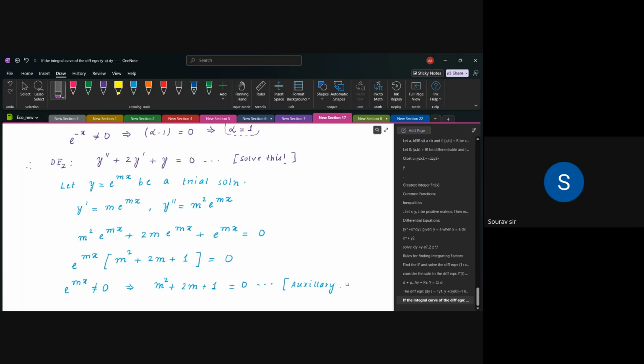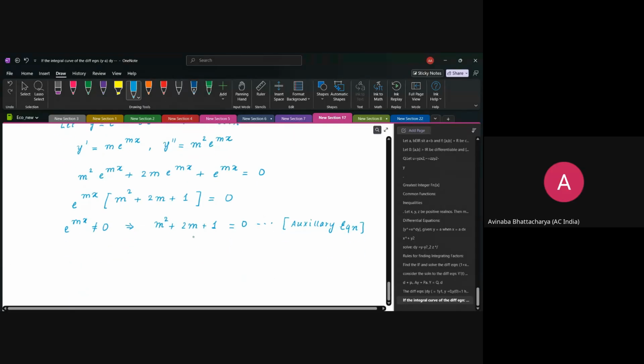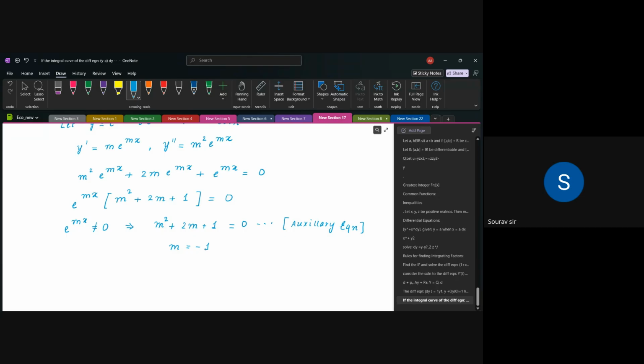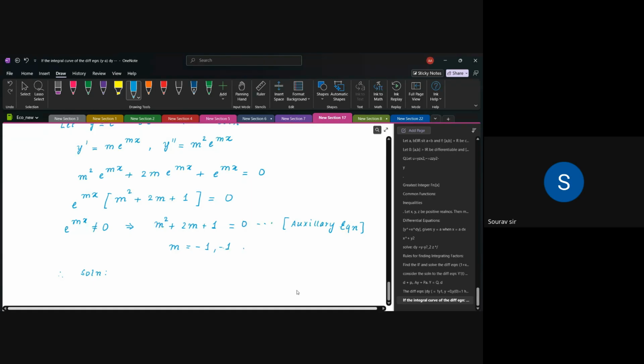So from here, what is your m? Minus 1. Correct. So both the values are minus 1, right? So repeated case. Then what will be the solution of this differential equation? c1 plus c2x into e to the power minus x. Yes, correct, because this is the case of real and equal roots, right?